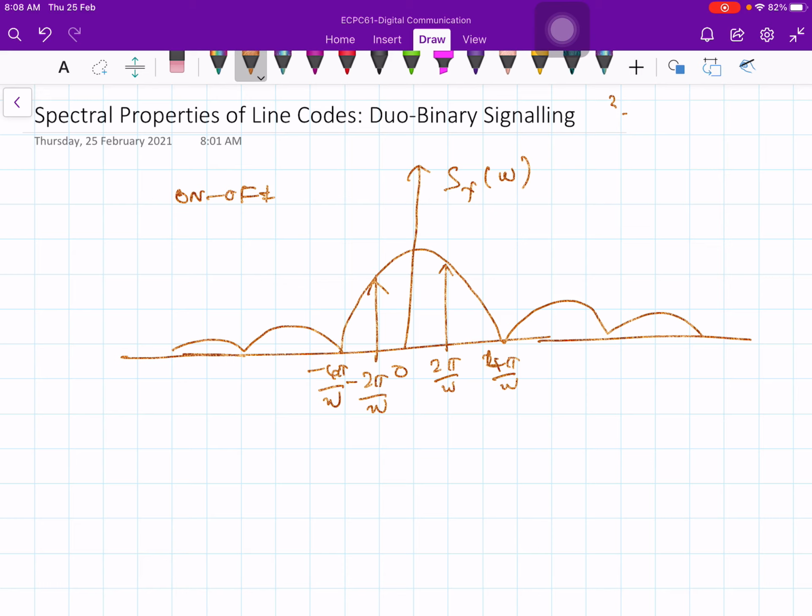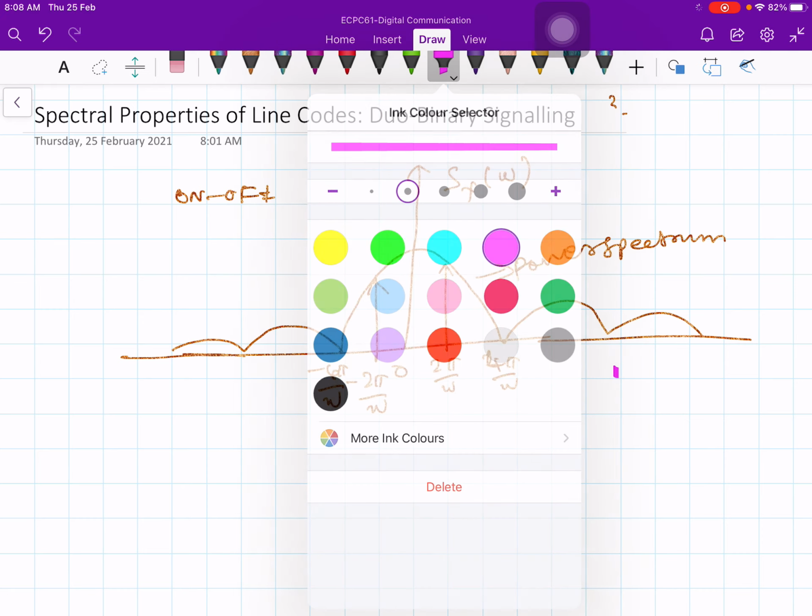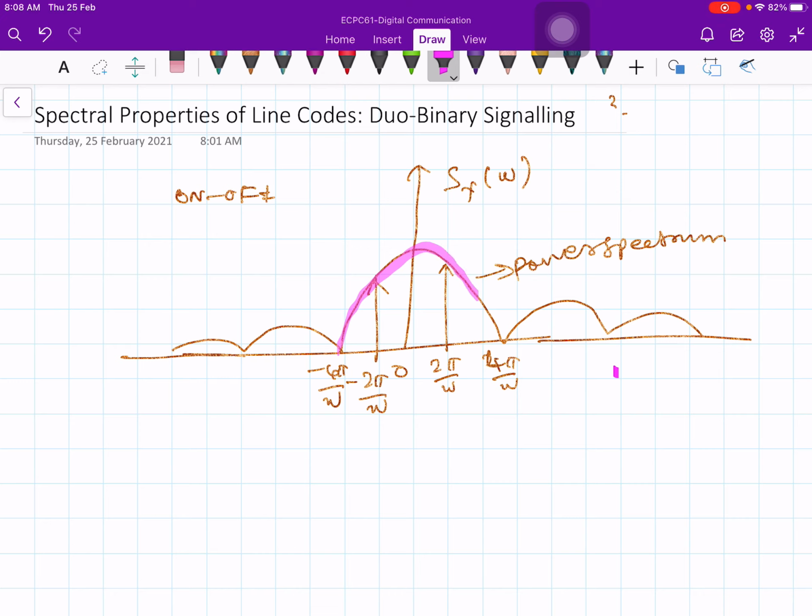So the power spectrum contains both the continuous part, if you look at, this is the continuous part. Also it has the discrete part like this. So here also you have one discrete component. In addition, we notice that the bandwidth of this is going to be 2f0.